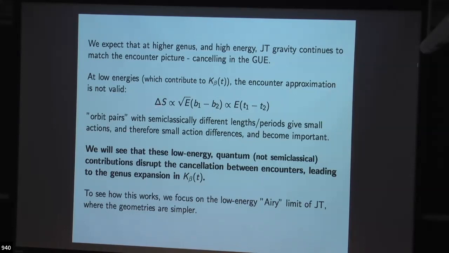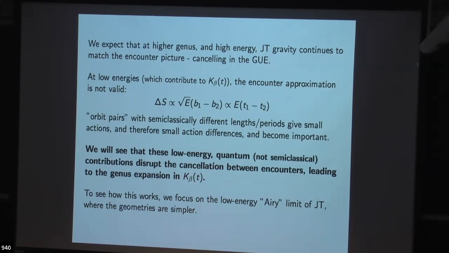And so the point that I want to explain in the last bit of this talk is that these low energy effects, where the calculation becomes very quantum, rather than looking at semiclassical computation where you have small deviations around the encounter, you have to look at large corrections from very different orbits. These low energy corrections are going to disrupt the cancellation between encounters. And so rather than the two encounters canceling the three encounter, because they have corrections at low energies which are different for the two encounters, they no longer cancel, and you get the correct formula for K beta.